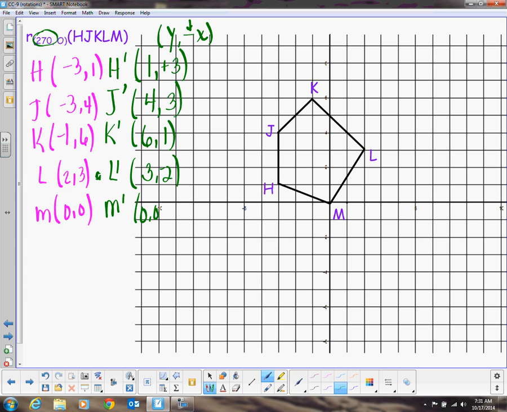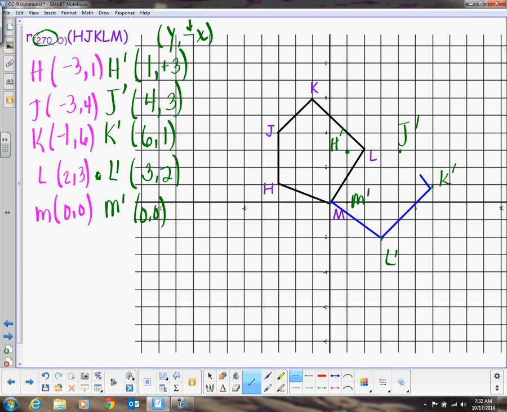That's a fun one, isn't it? So here's M and M prime. So now we have 1, 2, 3. This is H prime. Label your vertices. J is going to be 1, 2, 3, 4, 1, 2, 3. That is my J prime. K is going to be 6, up 1. There's K prime. We've got L prime, which is 1, 2, 3, down 2. That is L prime. All right, so now we can go ahead and connect all the primes.